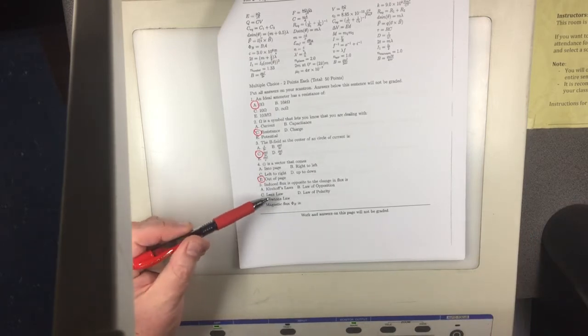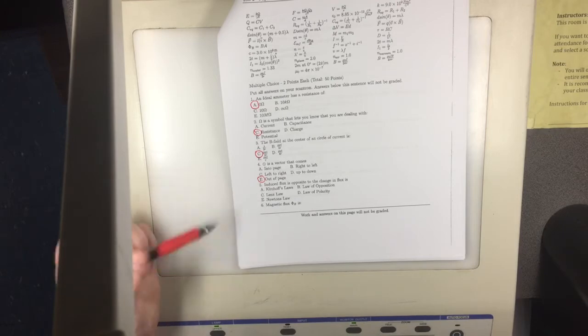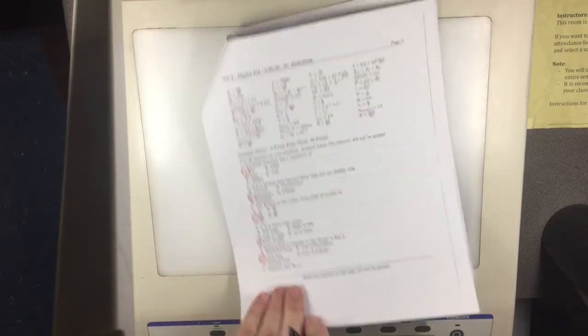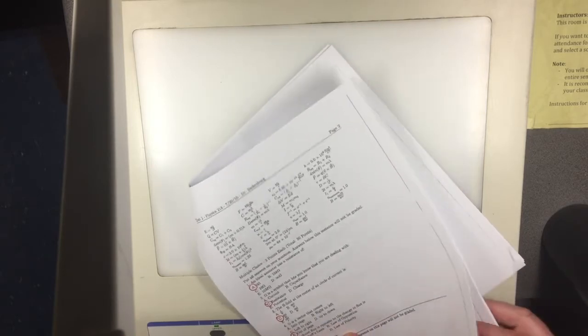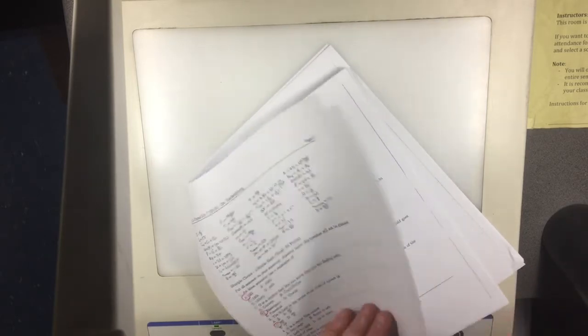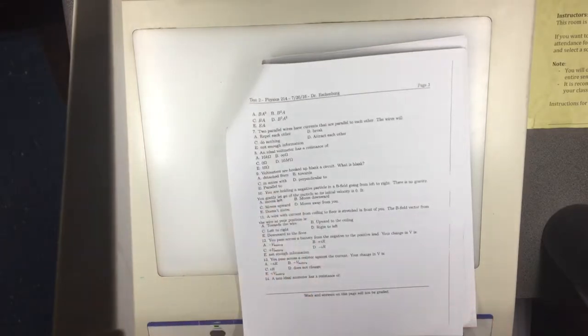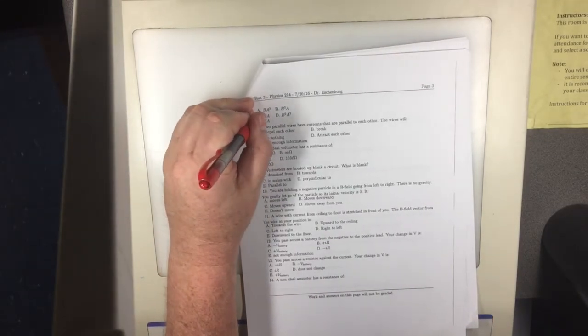Induced flux is opposite of the change in flux is what? C, Lenz's law. Magnetic flux, phi sub B, is what? It is C, B times A.